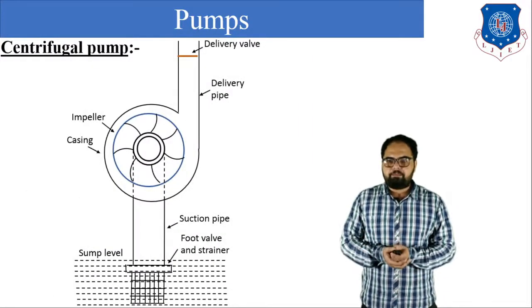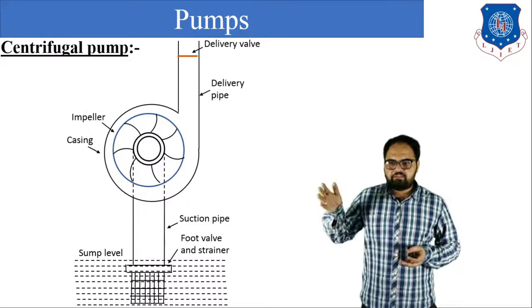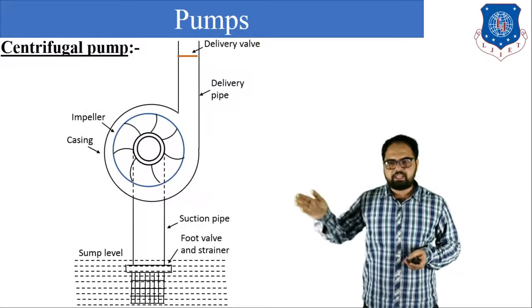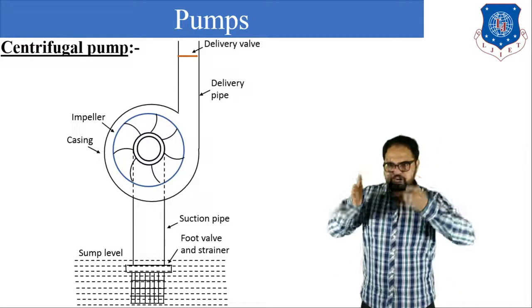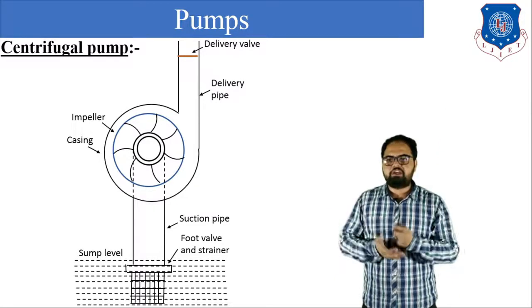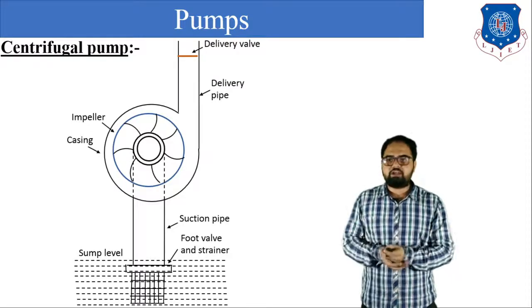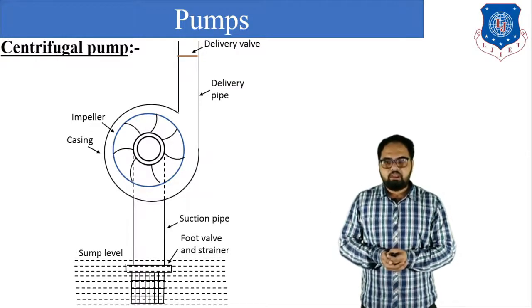In the centrifugal pump, we can see that there is an impeller which is surrounded by a casing. There is a delivery pipe with a delivery valve, a suction pipe, and a foot valve and strainer are installed. So these are all the components of the centrifugal pump.